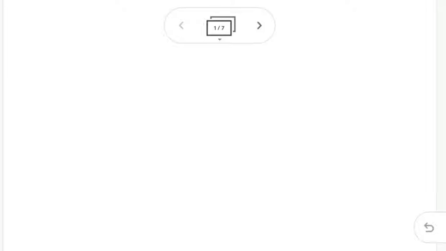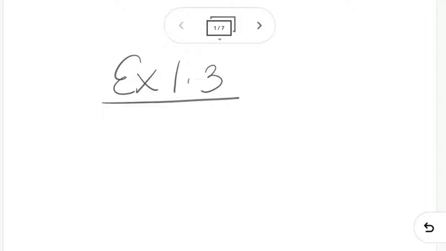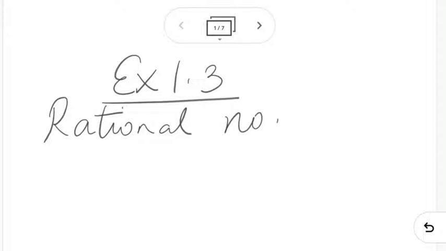Dear students, today we are going to discuss exercise 1.3 questions from the book. Before we begin the exercise, first of all, let's understand two types of numbers which we generally discuss. One is rational numbers and another is irrational numbers.